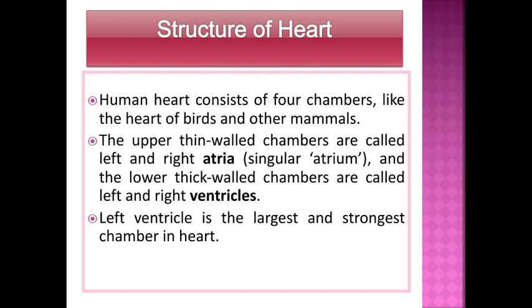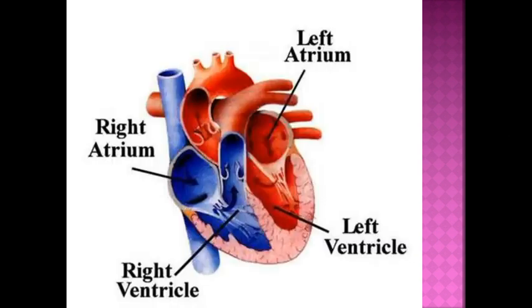Next is the structure of the heart. The heart consists of four main chambers: the upper two atria and the lower two ventricles. The upper two atria are right and left, and the lower two ventricles are left and right ventricles. And the left ventricle is the largest and the strongest chamber in the heart.